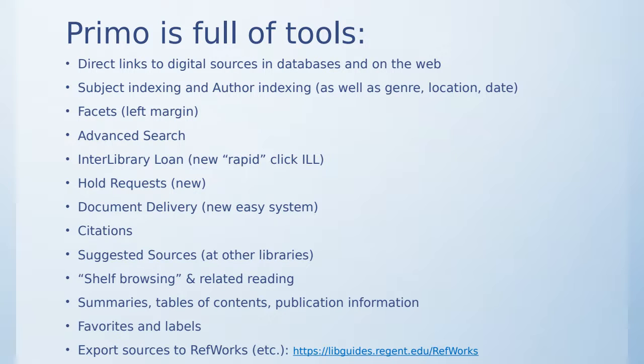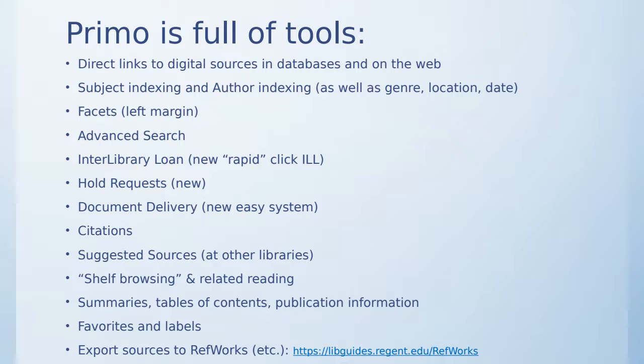meaning is it a book, is it a peer-reviewed journal, is it an encyclopedia, is it a movie, what is it? And location, meaning is it located in our physical library or is it online or is it at another library? And then by date. So a lot of times you might need recent sources, so you can order your sources that come up by date. And I'll show you all that in a minute.